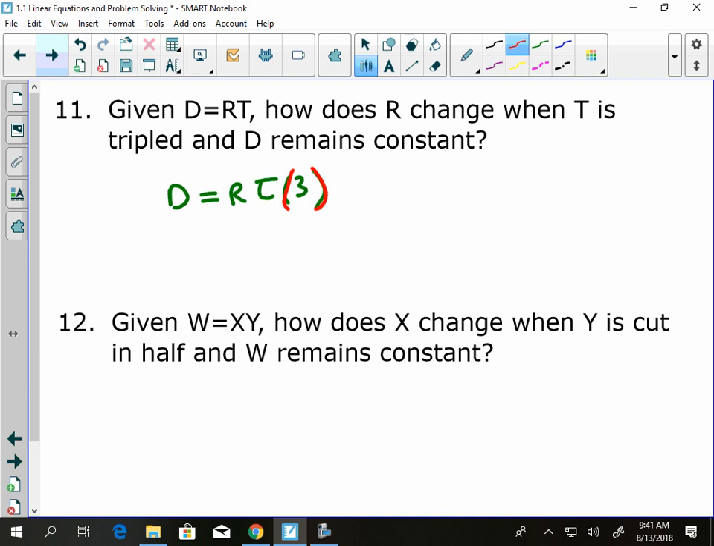Now, they want to know, how does R change, correct? Is R on the same side as T or a different side? If it's on the same side, you do the opposite. I multiplied by 3, so what do I have to do to T? Divide by 3. So D remains constant. That stays the same. So I have to divide R by 3. So how does R change? R is divided by 3. R is cut by a third.